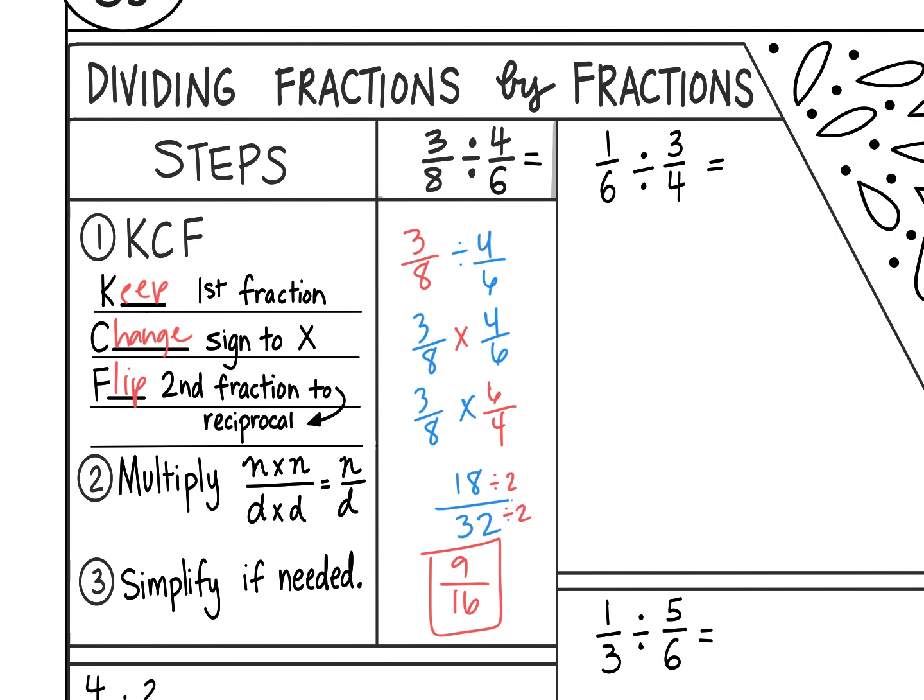Okay. Let's do the next one. We have 1/6 divided by 3/4. I'm going to keep, I'm going to change, I'm going to flip. After I multiply those straight across, what do I have? 4/18. What am I going to simplify by? 2 again. So I'm going to take 4/18 and divide by 2 to reduce it. And this is 2/9 as my simplified answer.